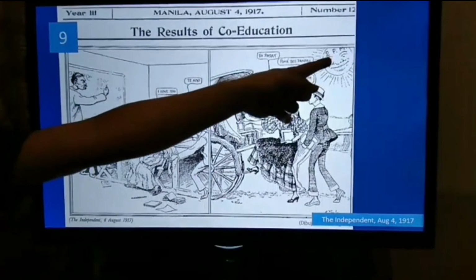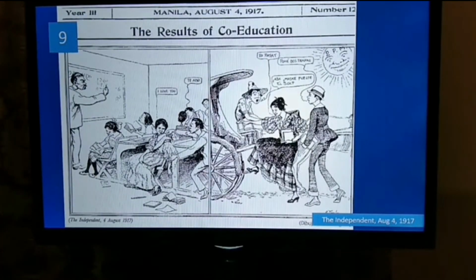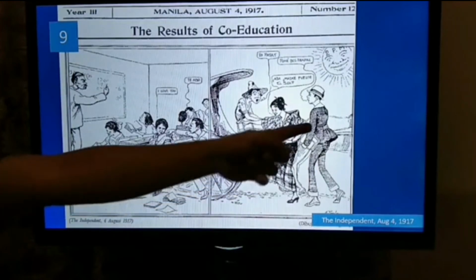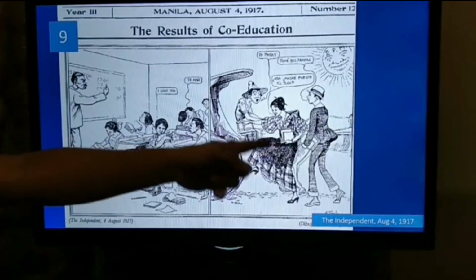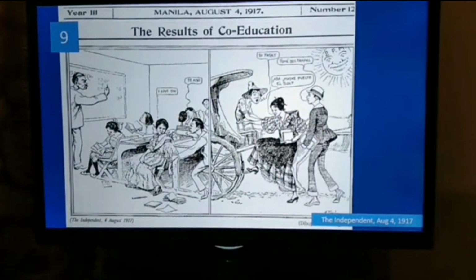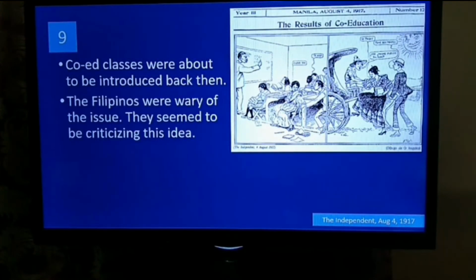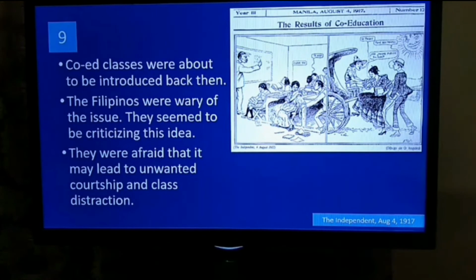It's 2 p.m. class hour, and there are many motels in Pasay. So these two are students, and they are going to the motel at 2 p.m. It's class hour. They have their books with them. They are cutting classes. And so the Filipino people were really, really afraid of co-ed style of education. Amazing. So it's a radical idea, and they don't want unwanted courtship and class destruction.